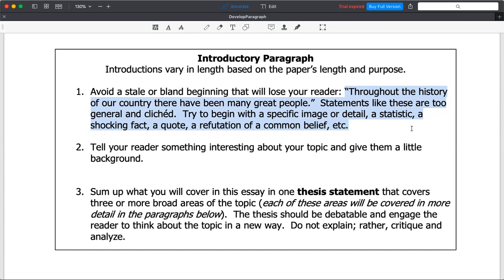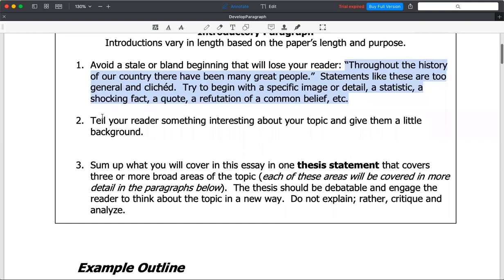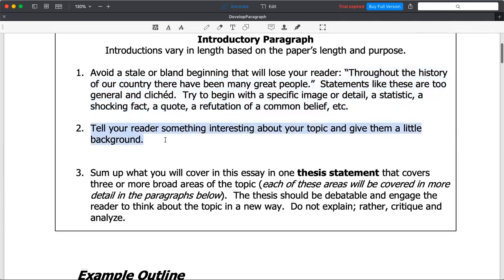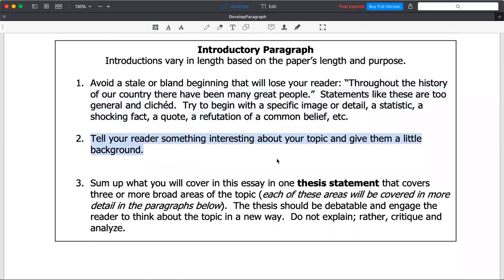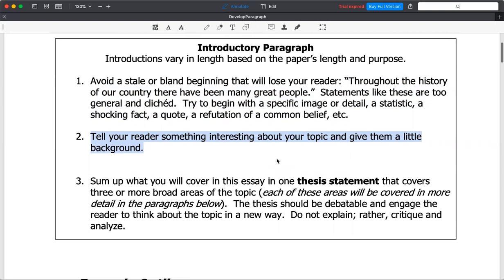You try to begin with a specific image and a specific detail, or statistics or a shocking fact, a quote, a refutation, or a common belief. Avoid general ideas in the first introductory paragraph. Then after the second sentence in the introductory paragraph, you're supposed to tell the reader something interesting about your topic and give them a little bit of background. Not too much detail, because it is still the introductory part of your essay. You simply need to keep the curiosity of your reader in your essay.